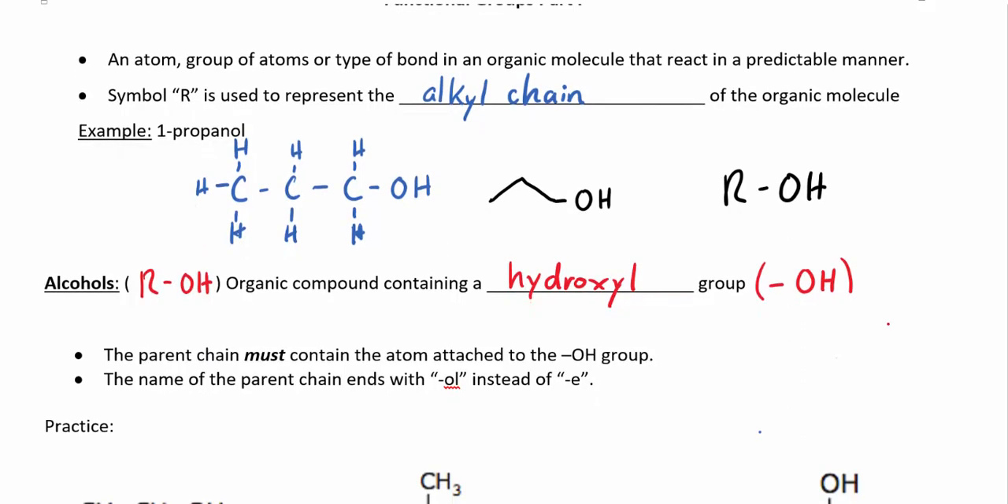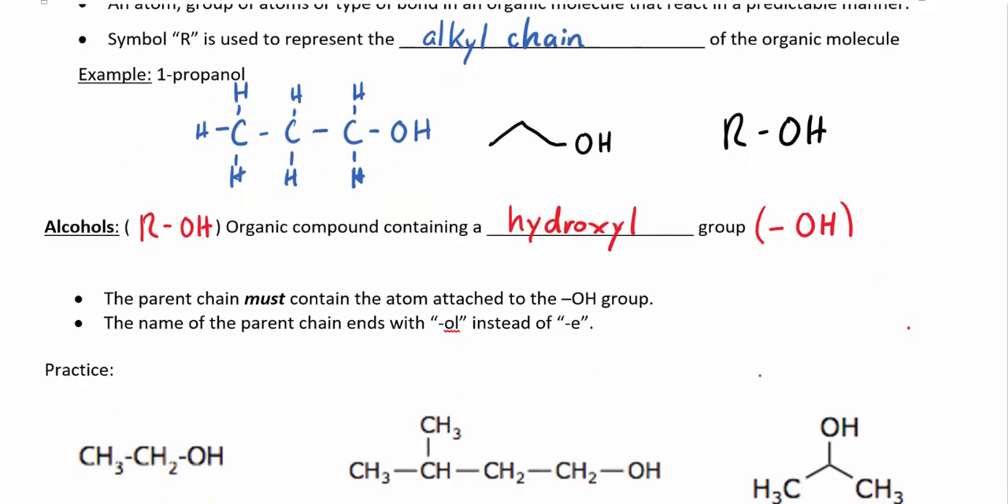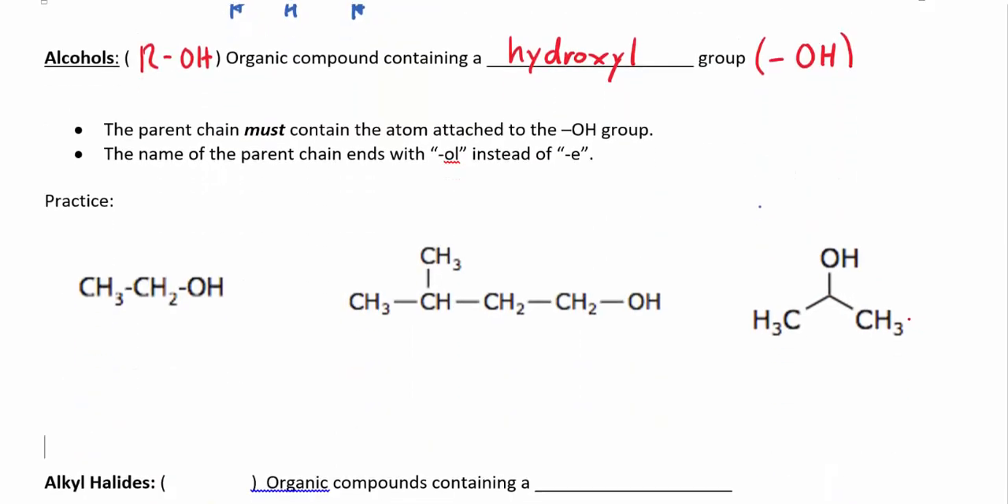So when you need to name an alcohol, we're going to follow a lot of the same rules that we saw with alkanes and alkenes and so on. So in this case, what's important is that the hydroxyl group has to be part of the parent chain. So even if it's not the longest chain, the hydroxyl group has to be part of it. And then to indicate that it's an alcohol, we're going to switch the ending from -ane or -ene, and we're going to add -ol to the end, just like we did with propanol.